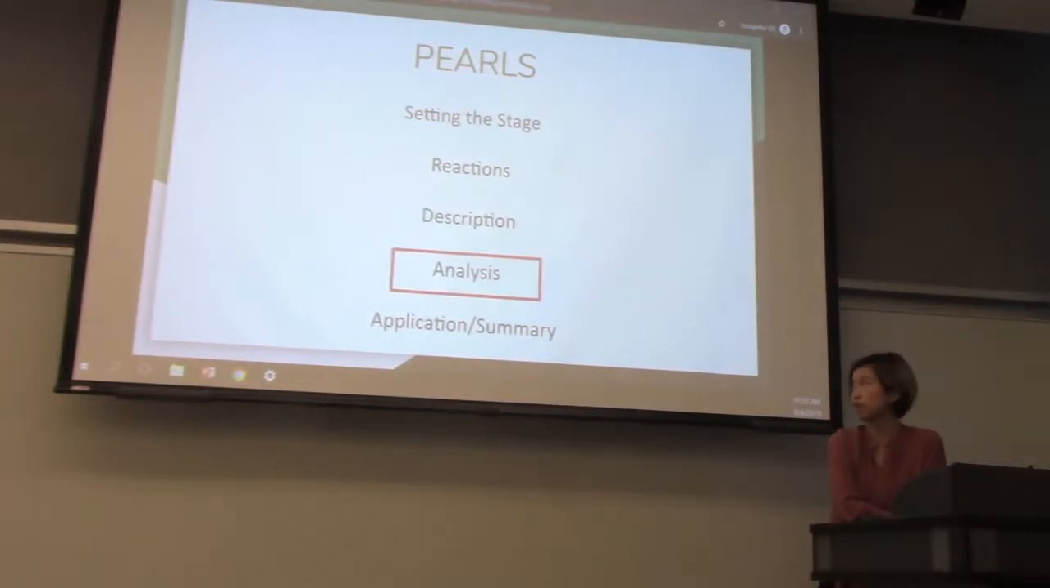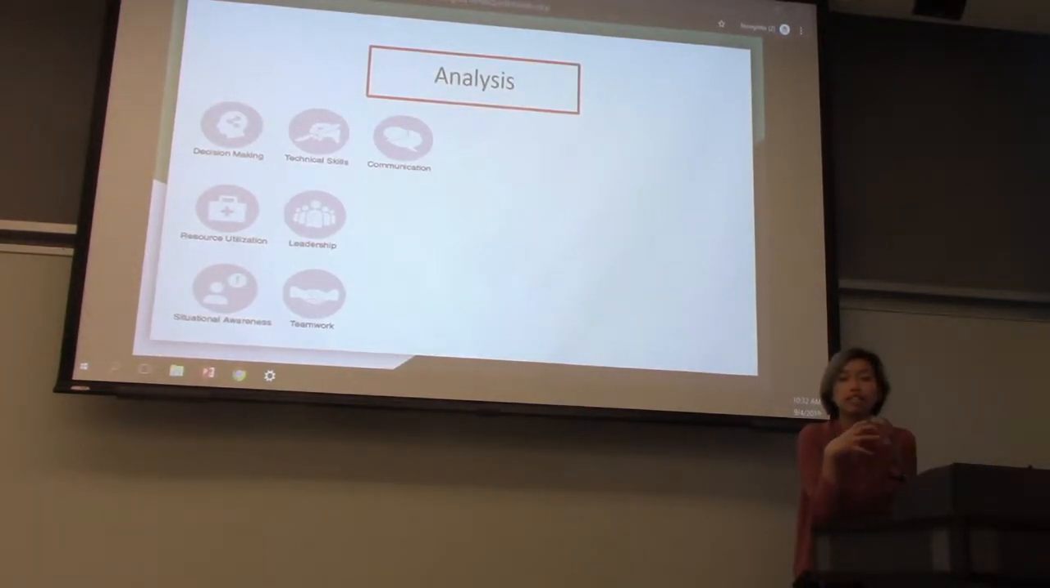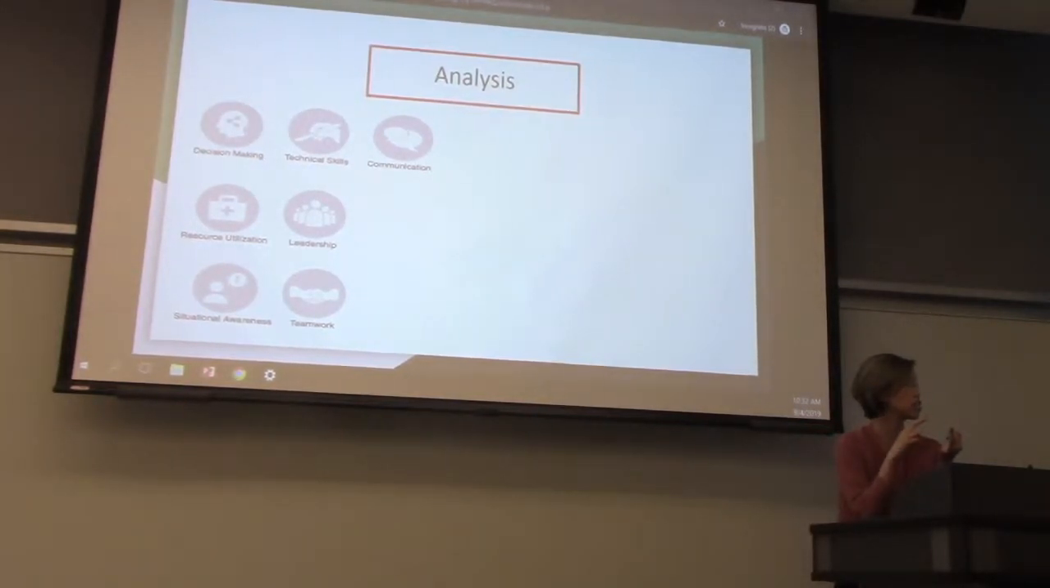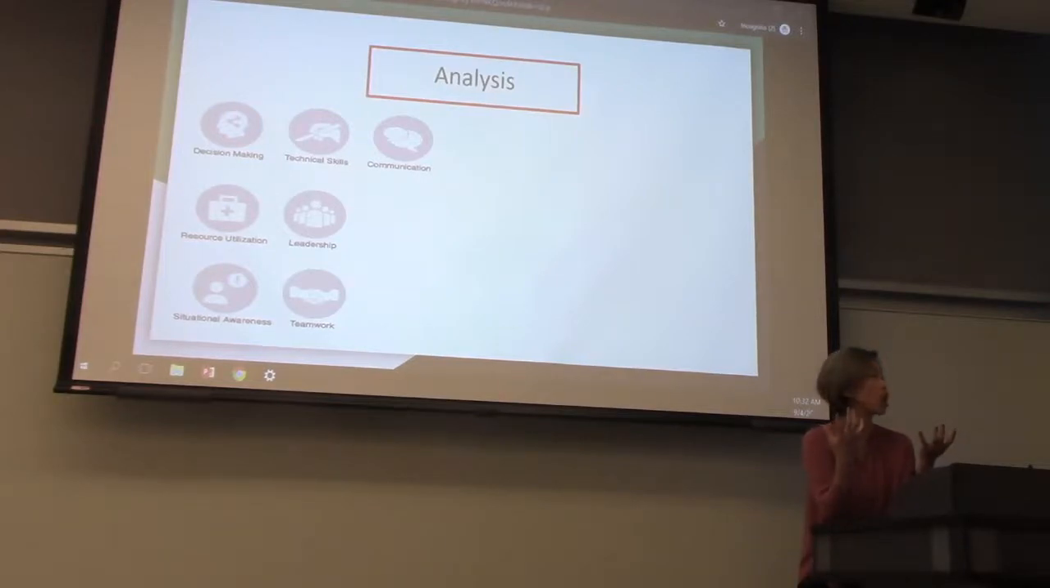Like I said, we're going to talk about the analysis next. The purpose or objective of the analysis is to analyze different performance domains. These can include decision making, technical skills like the central line, and communication. Everyone remembers when you're doing ACLS, the videos show closed loop communication. Did that actually even happen? That's something we could work on.